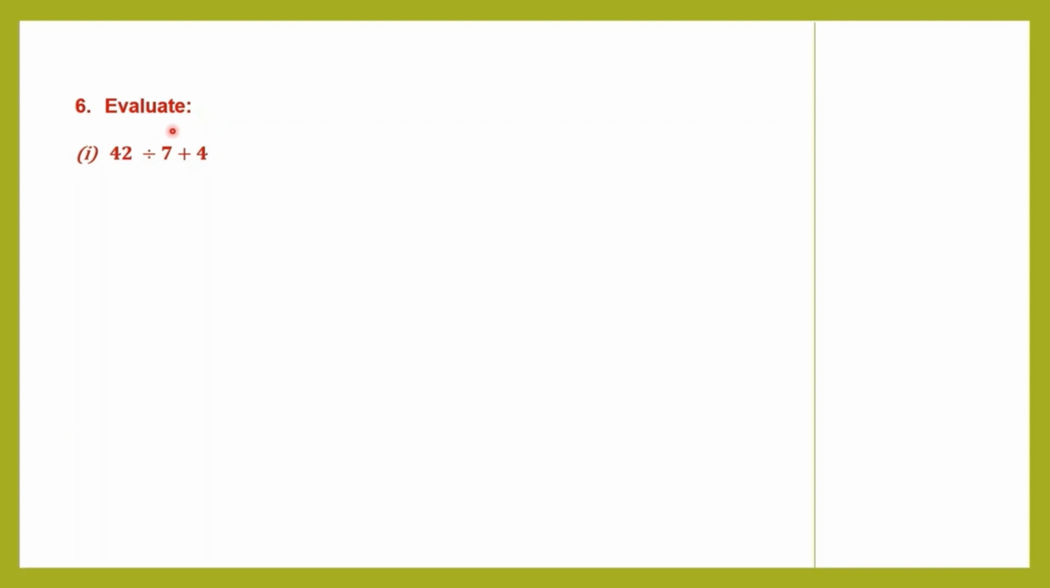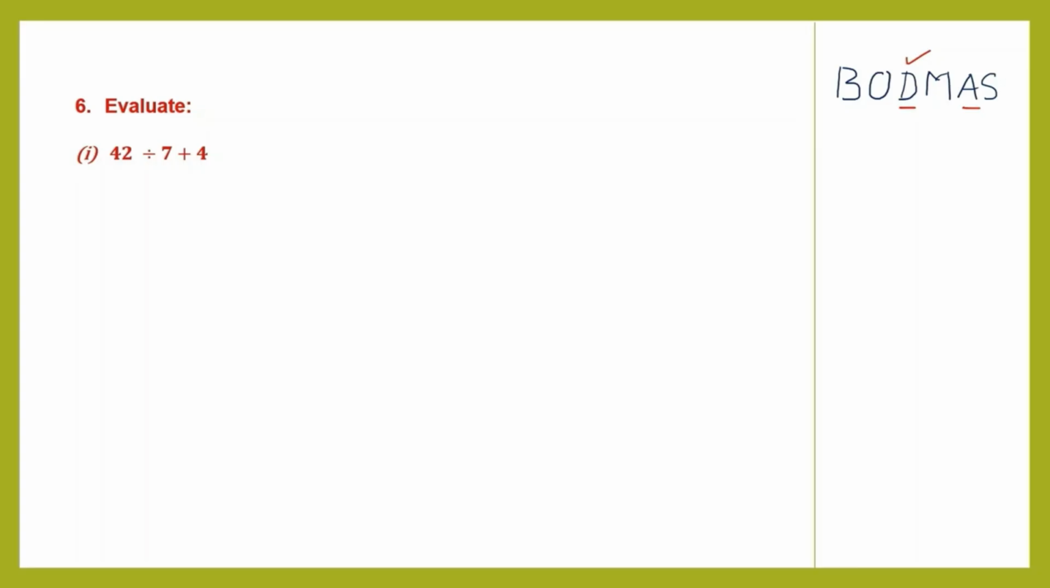Question 6, evaluate. First one under this, 42 divided by 7 plus 4. Now here we have two operations. We have division and addition. Now which one should we do first? According to BODMAS, we need to follow BODMAS when we have more than one operation. So here there are two. BODMAS tells us brackets has to be done first, then of, then D, division, multiplication, addition and subtraction. So according to this, division comes before addition. So let's work out division first.